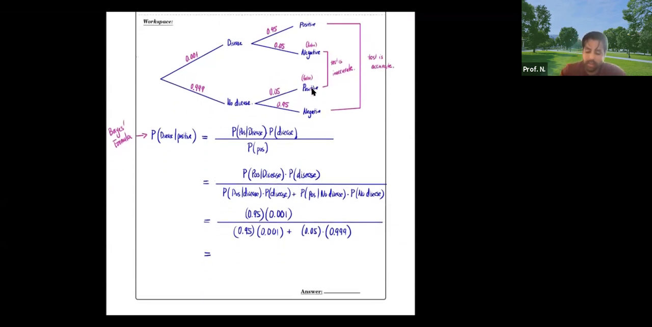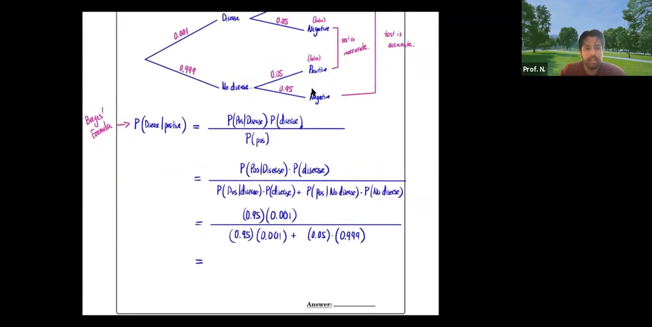Did anyone get the final probability? What's the probability that you have the disease given the fact that it's a positive result? And I'm not sure if this will surprise you. The result will surprise you. And you have to be careful how you write it in your calculator.